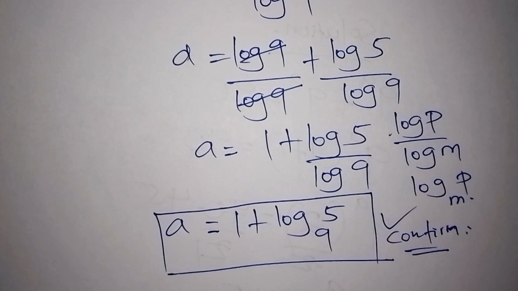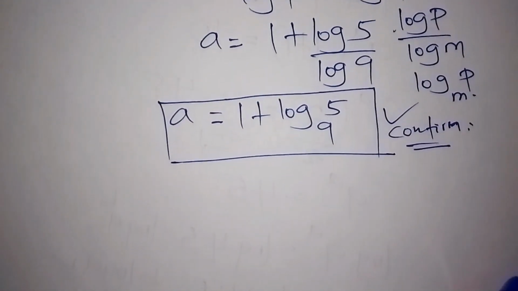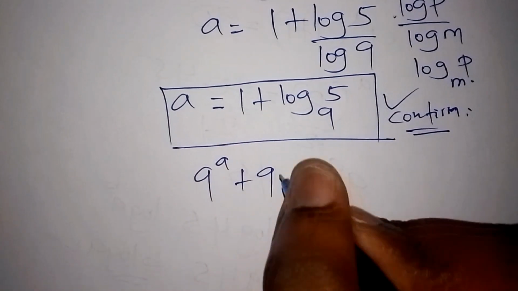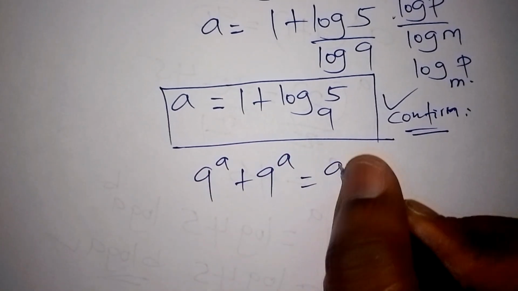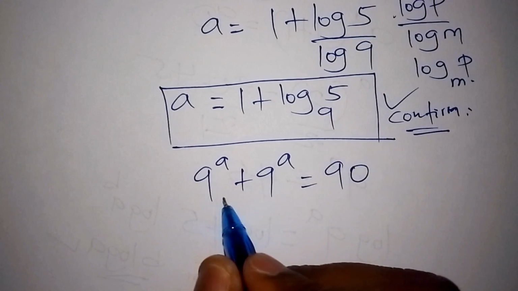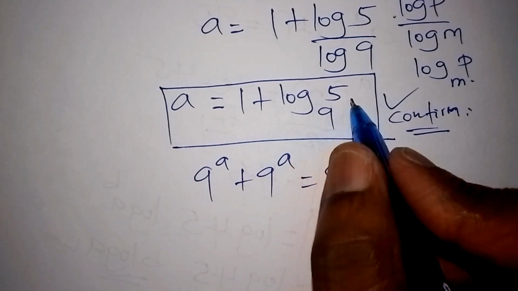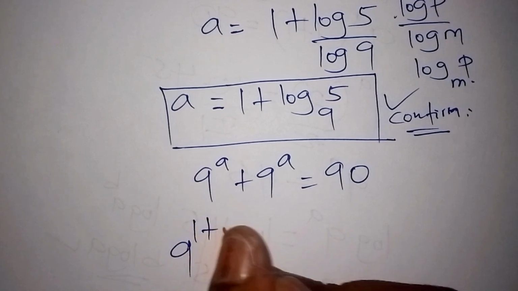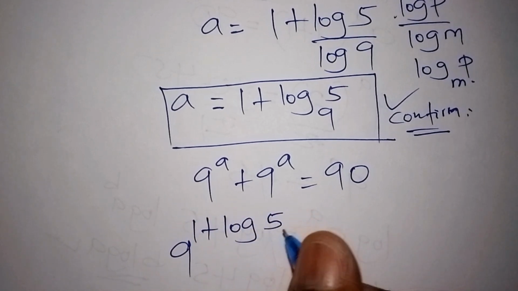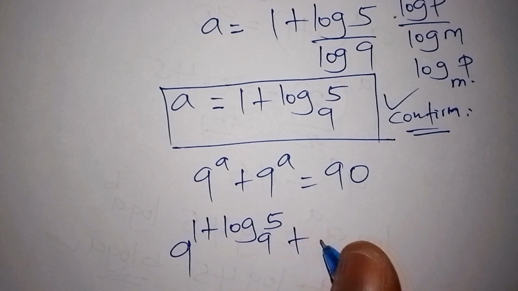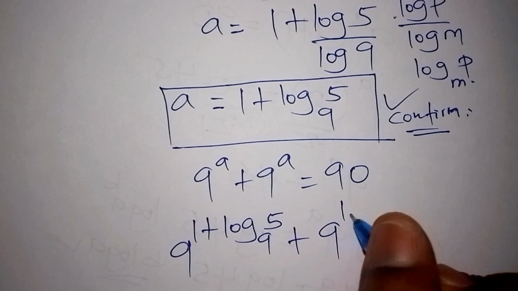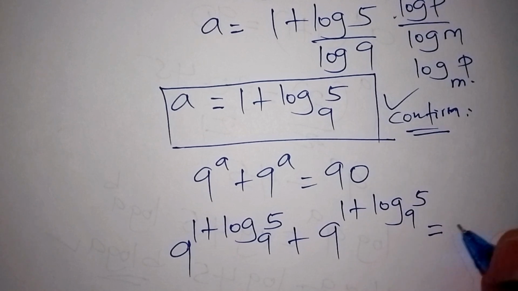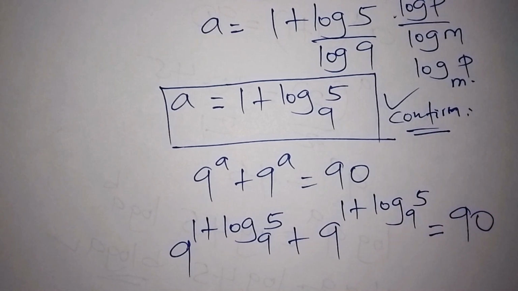Let's now confirm if the answer is really true. Let's get back to our question. Our question was 9 to the power of a plus 9 to the power of a is equal to 90. In this case, a represents 1 plus the log of 5 to the base of 9. So here we have 9 to the power of 1 plus the log of 5 to the base of 9, plus 9 to the power of 1 plus the log of 5 to the base of 9, should give us 90. What is the next step?